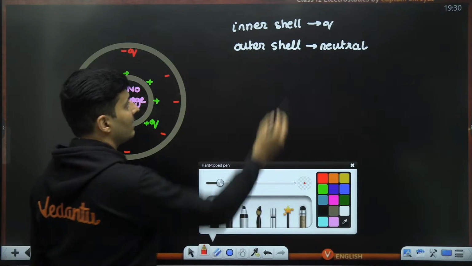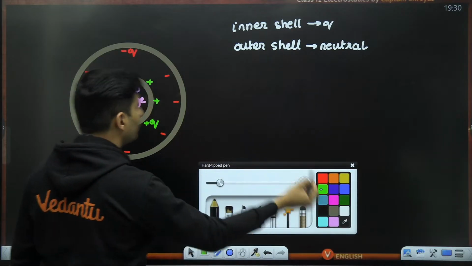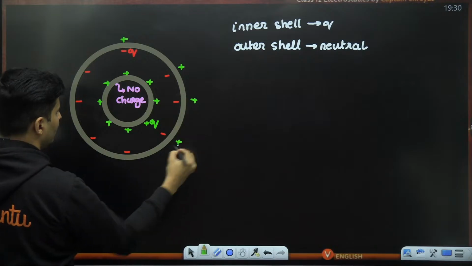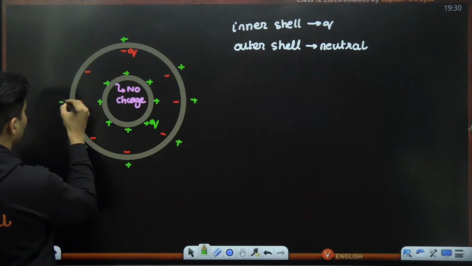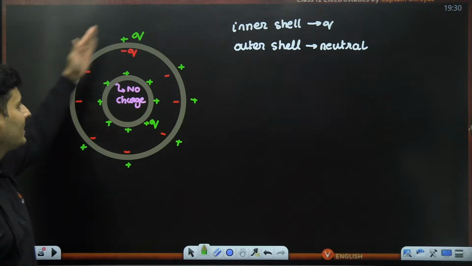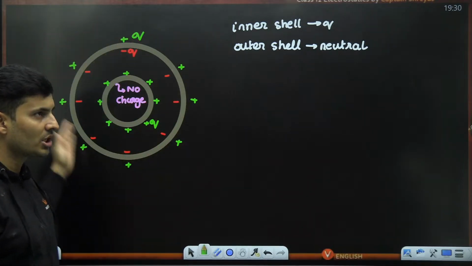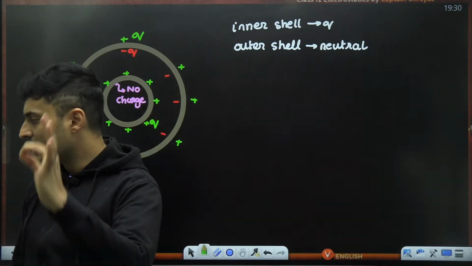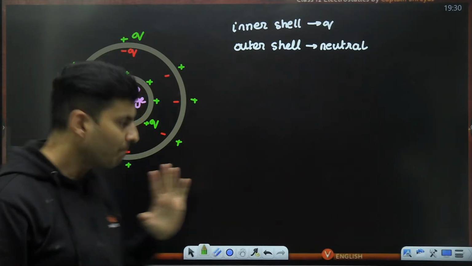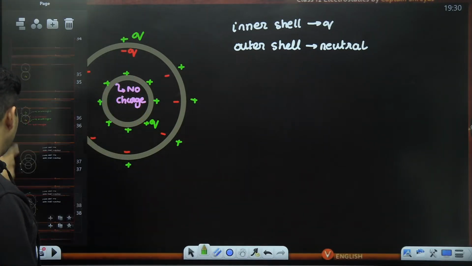But by charge conservation, since the outer shell is neutral, you should see an exact amount of positive charge on the outer surface of the outer shell. So this will be plus Q. So this is how the charge distribution will look. Is this clear? Very good. Excellent.